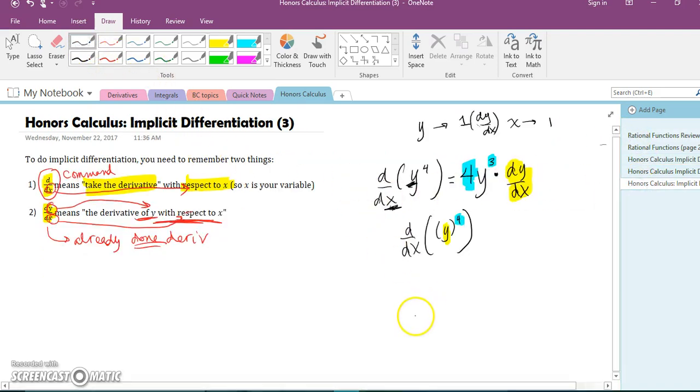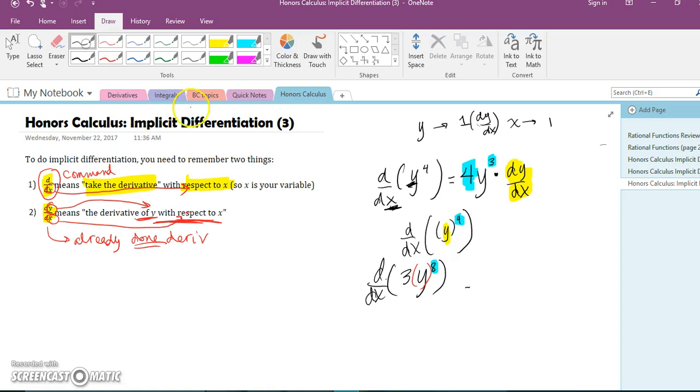All right, let's do another one. Let's do d/dx of 3y to the 8th. If you want to make your inner and outer layers here, you can do that. So y is going to be my inner layer, and the outer layer is going to be this 8. So let's take care of the outer layer first. I'm going to do the derivative, and it's going to be 24y to the 7th. And then I'm going to multiply by the derivative of the inside. And the derivative of the inside, well, the derivative of y is dy/dx.